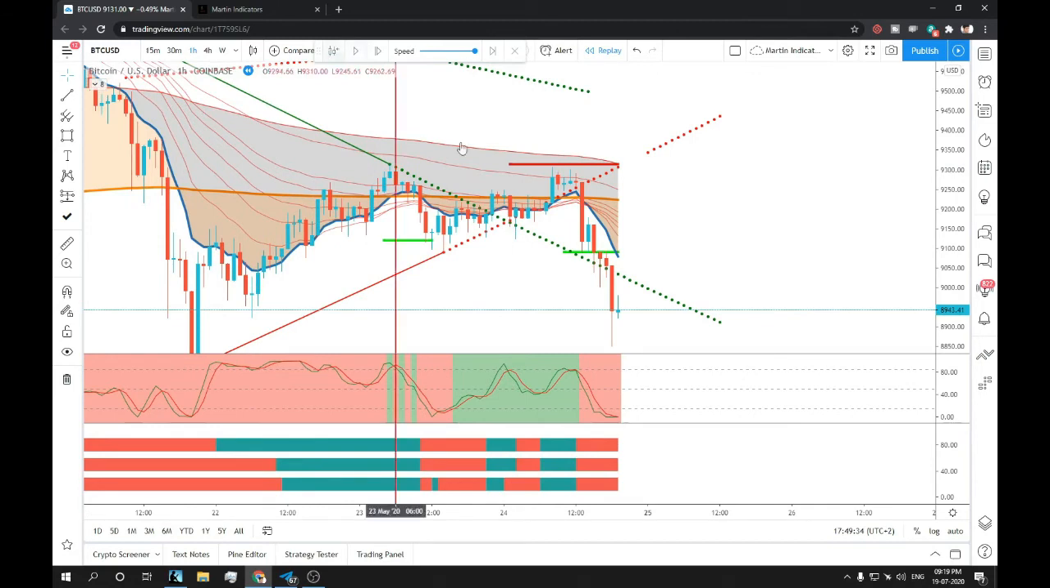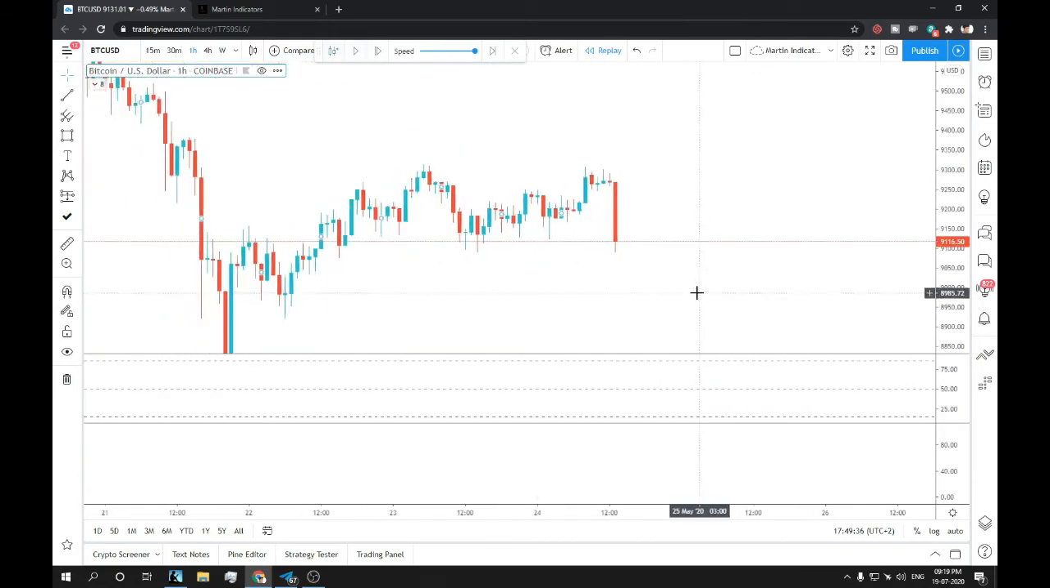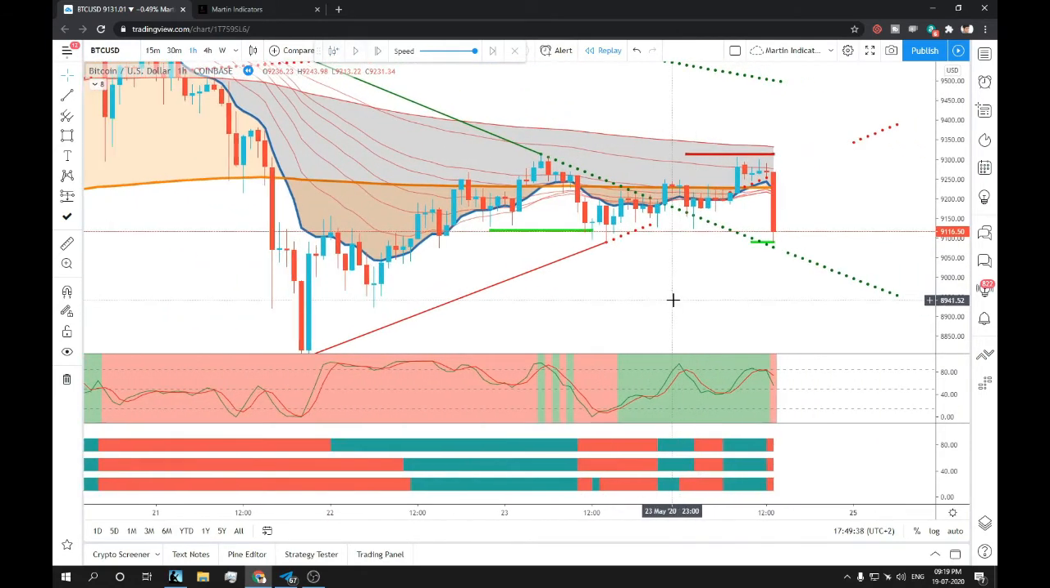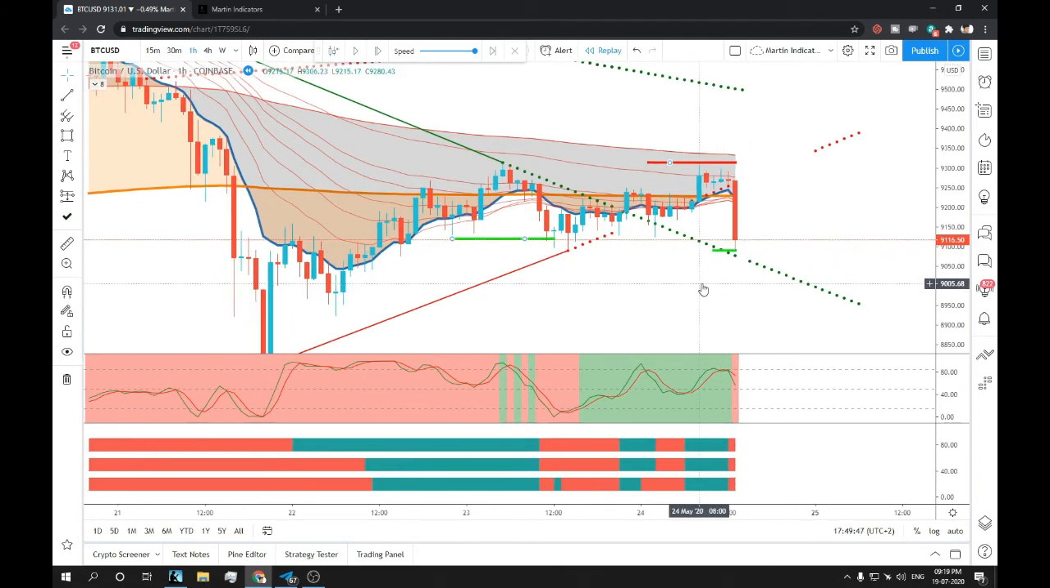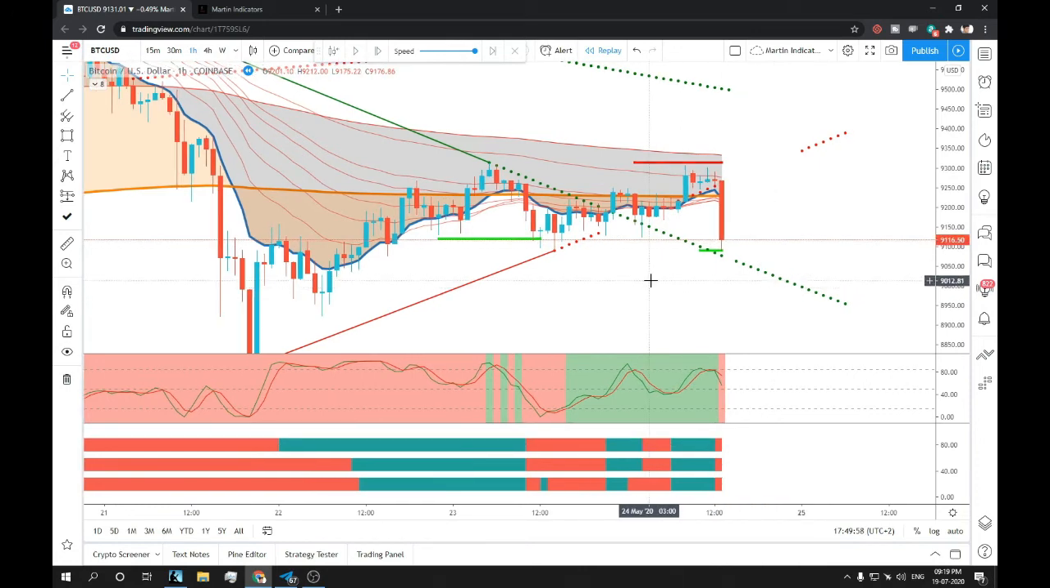Okay, now we have a short. Let's see how that looks. So this is being supported by this support. You can see it's bouncing off that support. We have a resistance over here which has been proven, and we have an engulfing candle. You can see 3 dojis which show a reversal sign, and the stochastic is moving sharply down, so we can take this short.